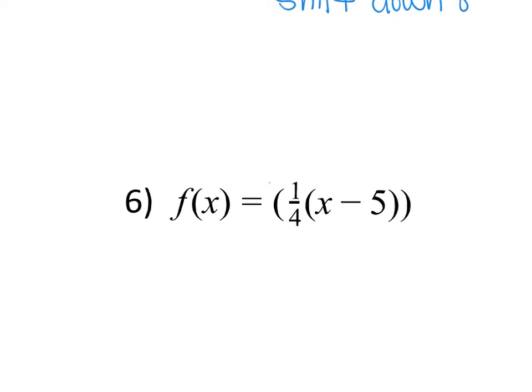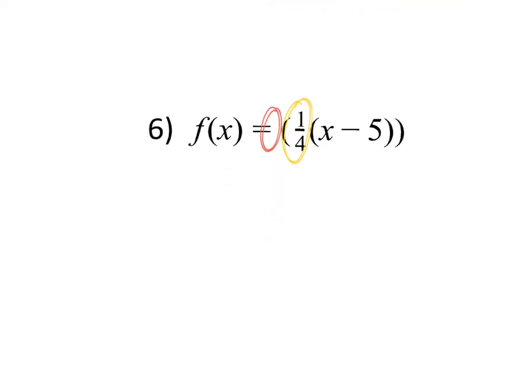Okay, let's look at the last one. Again, no a, nothing multiplied on the outside. There is something multiplied on the inside. It's not a negative, so there's no reflection over the y-axis, but it's a horizontal stretch this time because it's between 0 and 1. When I flip it, instead of 1/4, it's going to be 4/1 or just 4.